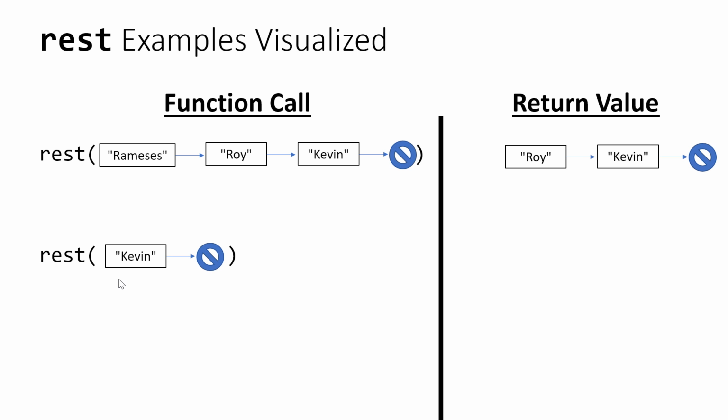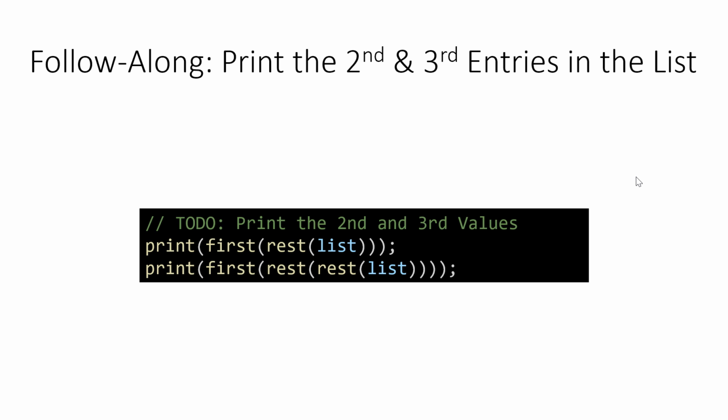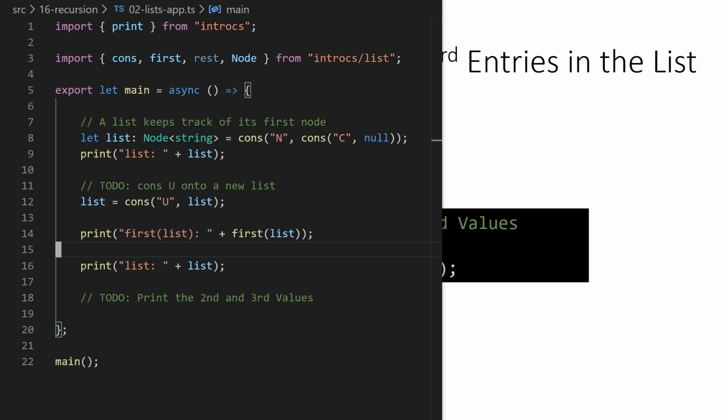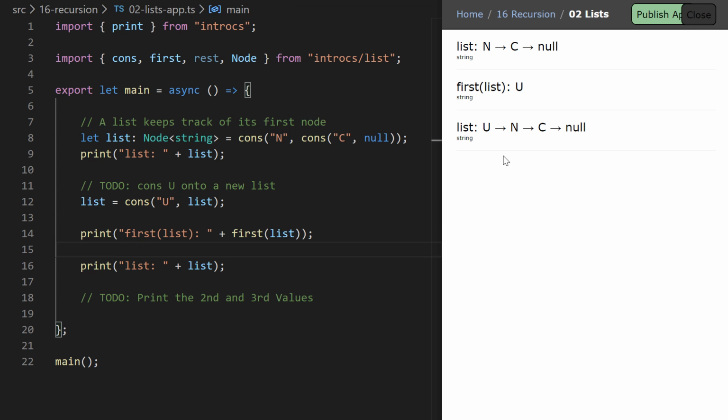If we ask the list of Kevin followed by null for its rest, we would just go back to the empty list. And if we asked, just like with first, for the rest of the empty list, we will see that there's an error. Right? So the next thing I'd like to try doing is looking at how do we access particular values in our list. Right?